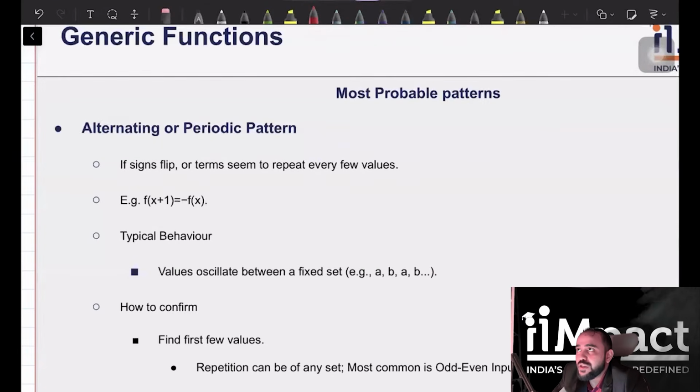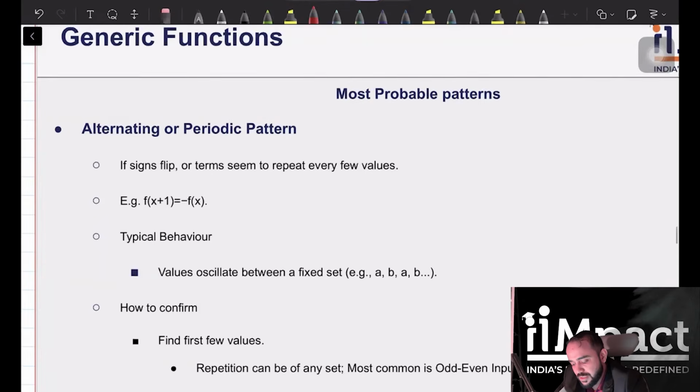These patterns, the example that we have taken here, is too straightforward in my opinion. We do have a question on this upcoming. If you have signs flipping or your terms seem to repeat every few values, then you get an alternating or a periodic pattern. You can get this. And here it is simple to see, right?